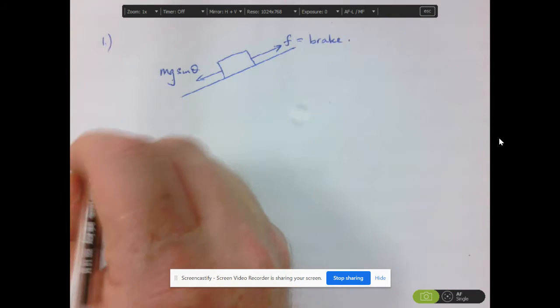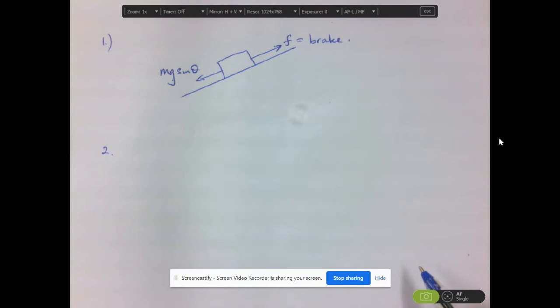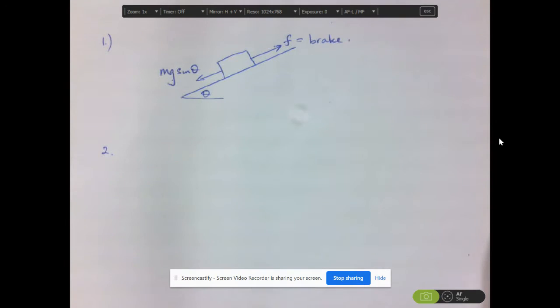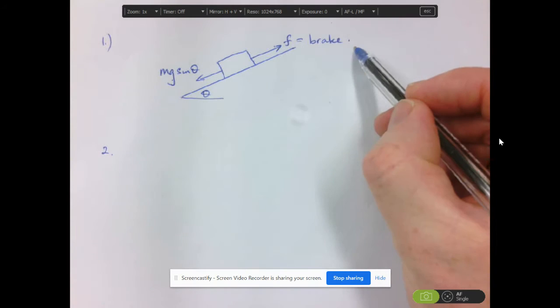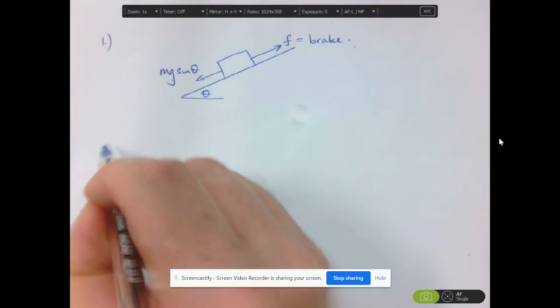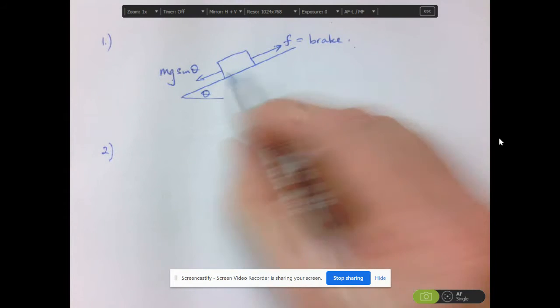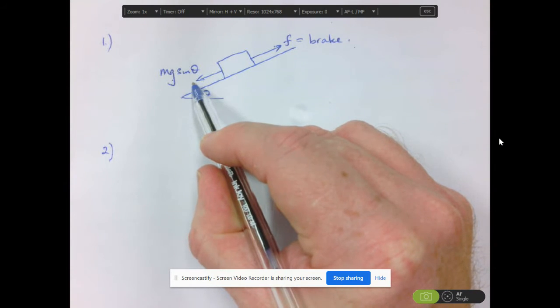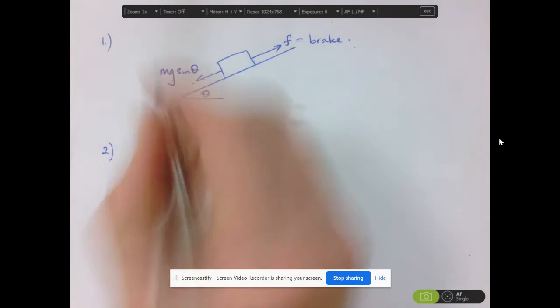Going on to question 2, a 15 kilogram mass is stationary on a plane and it's at 23 degrees to the angle. What is the magnitude of the frictional force? It is identical to question 1. So the frictional force in this case is equal to the force down the plane. So ticking those two.